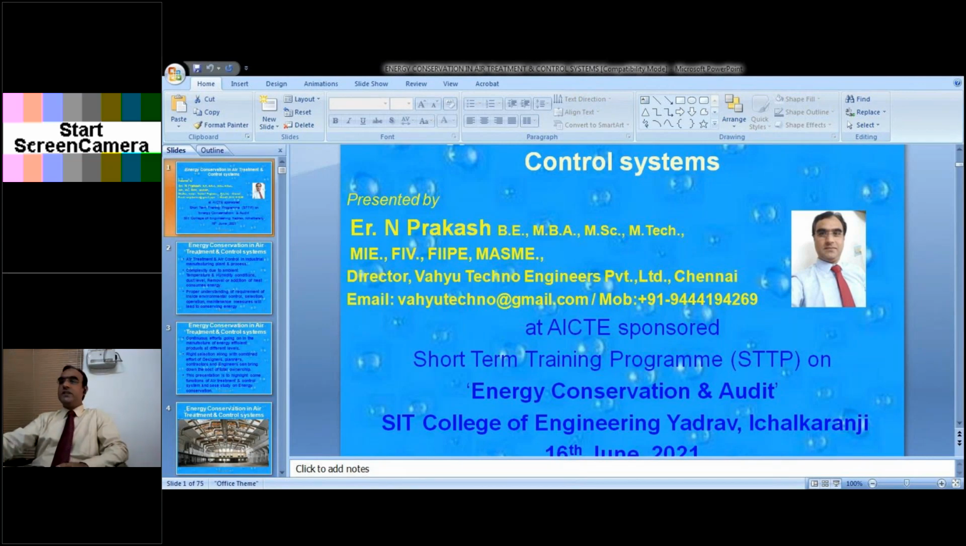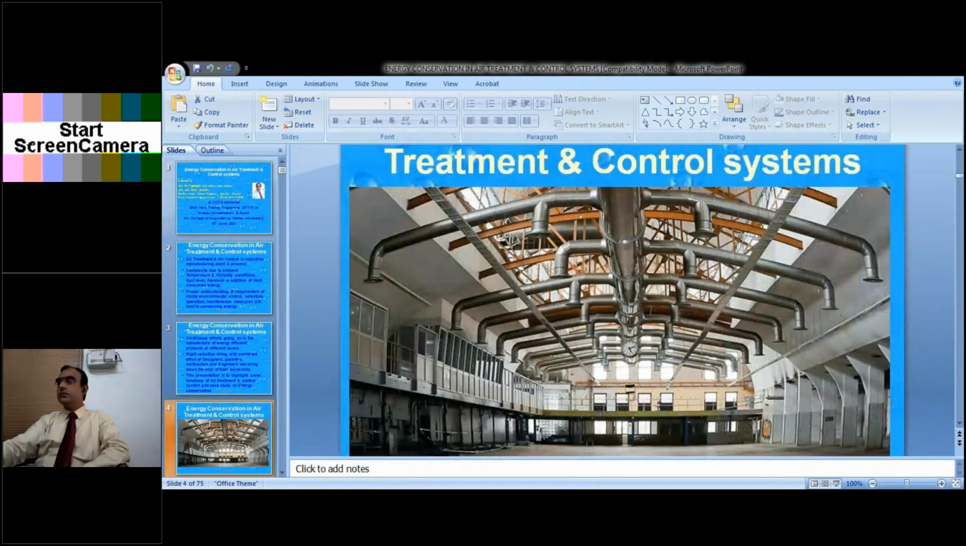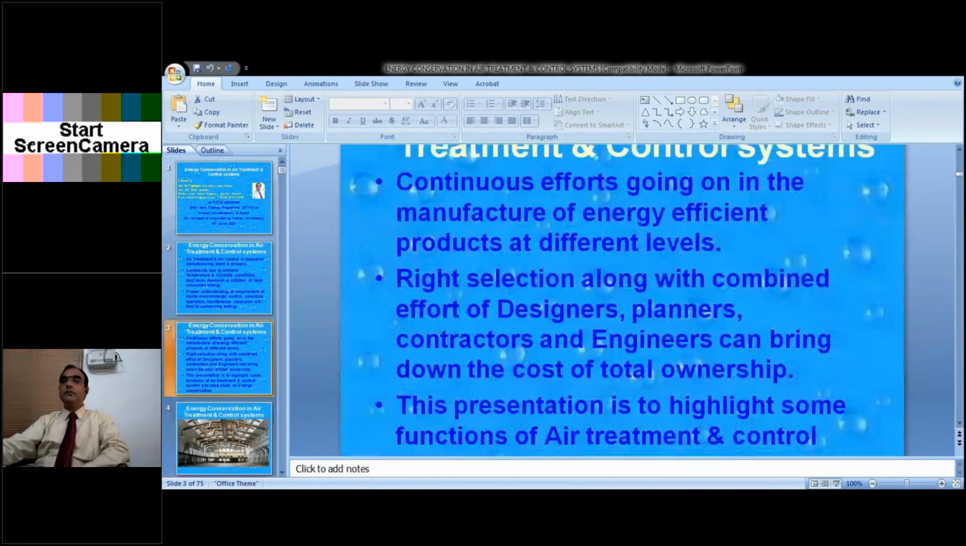Is it moving, sir? No, sir. No, not moving. We are still in the first slide. Sir, can you try once again, sir, with full screen so that you can present? Now it's okay. Yes, now it's moving, sir.